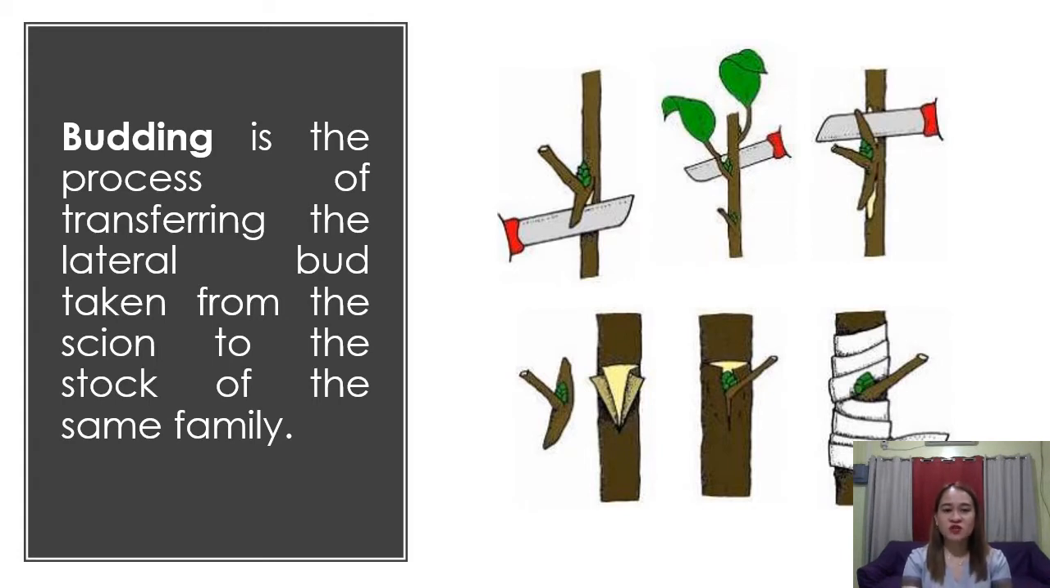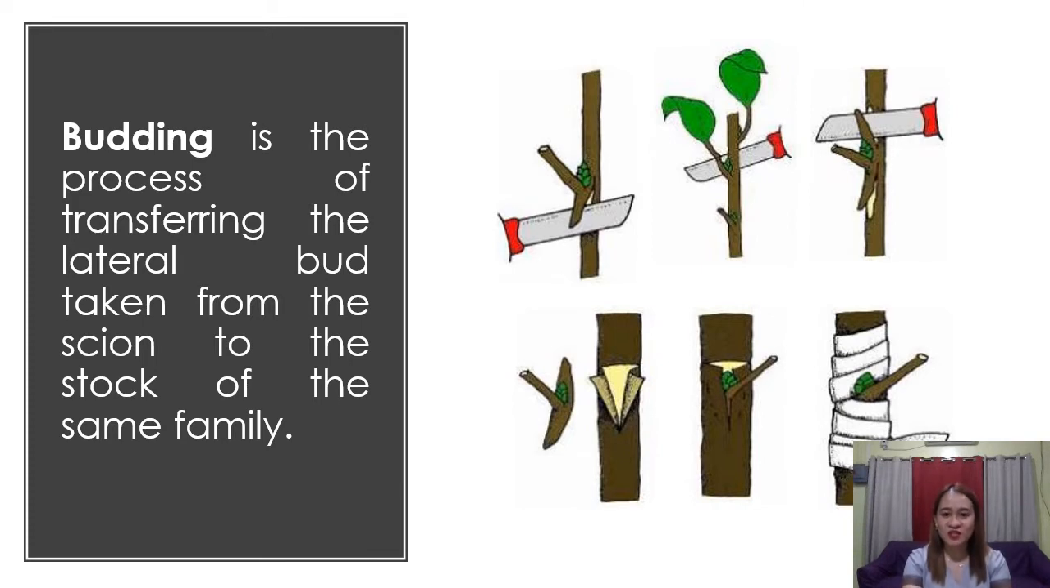First thing to do is to cut the bud. Then after that, you slide it on the flaps of the bark of the rootstock. Then wrap it tightly and make sure not to cover the bud with the tape.